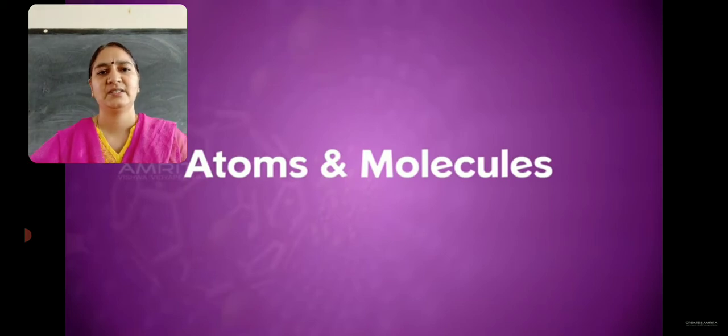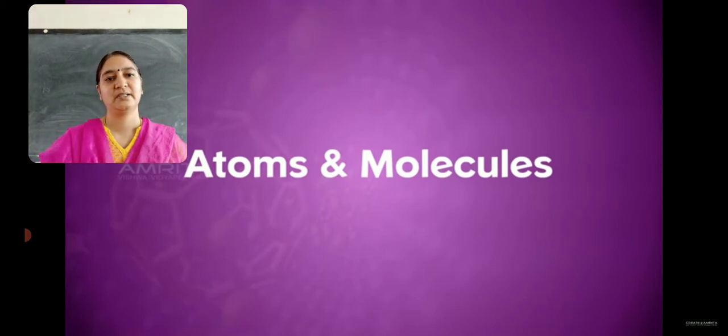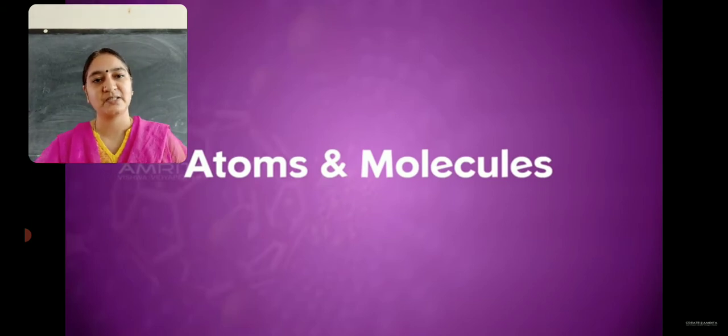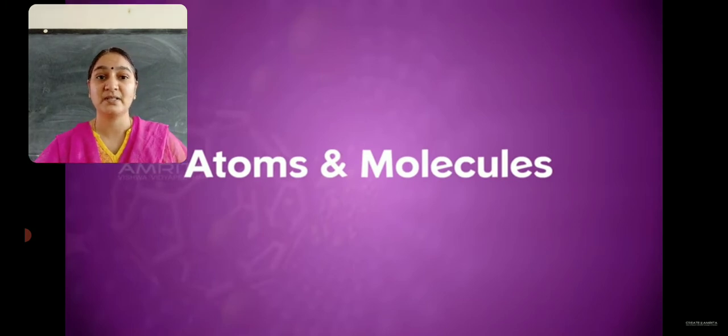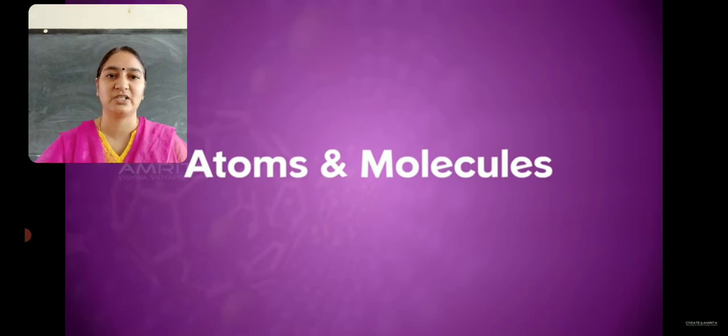Okay students, so last class we discussed chemical changes and physical changes, then how to write chemical equations, then different types of chemical reactions: combination reaction, decomposition, displacement and double displacement. Then what are the differences between oxidation and reduction?